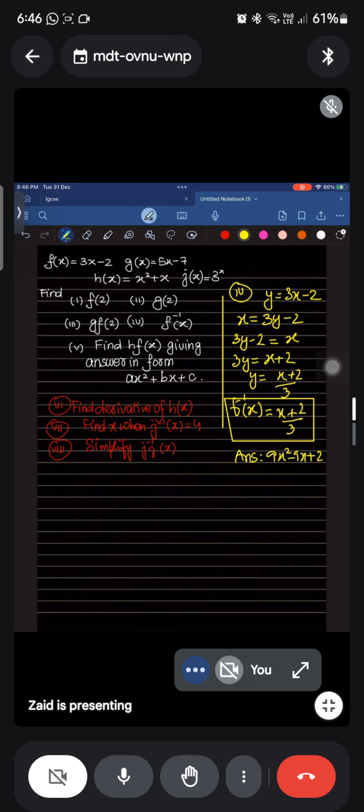Okay, let's see. First of all, you have to find h of x. That means in the function h of x, you are going to put the value of f. So that's going to be 3x minus 2 whole squared, plus minus 2.